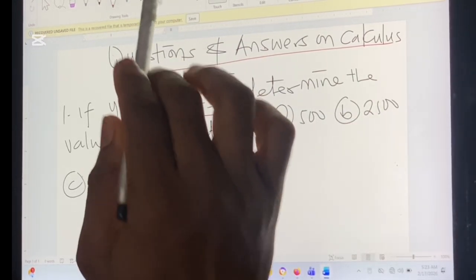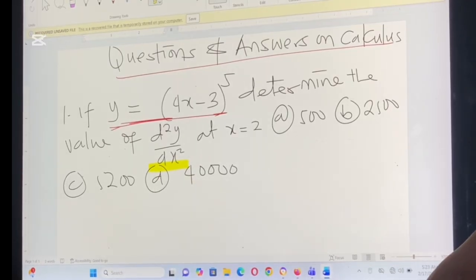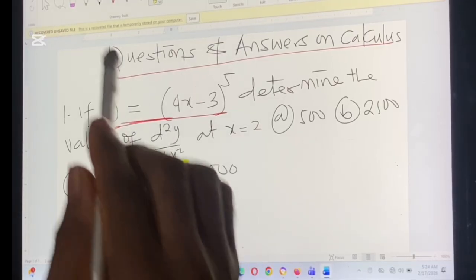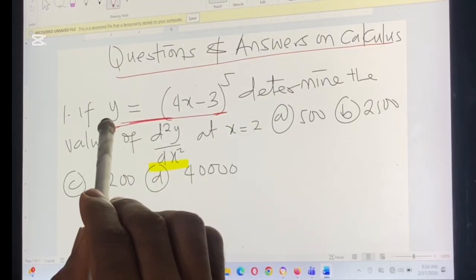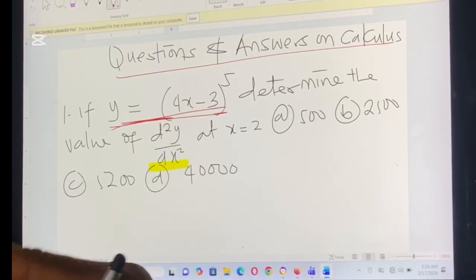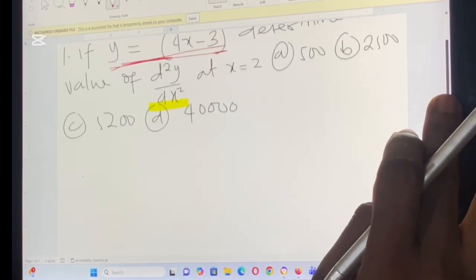So this expression here is called the second derivative. We have the first derivative and we have the second derivative. You can only get the second derivative from the first derivative. That means I have to differentiate this one first before I will differentiate again to get the second derivative. So let's differentiate that question there. Solution first.